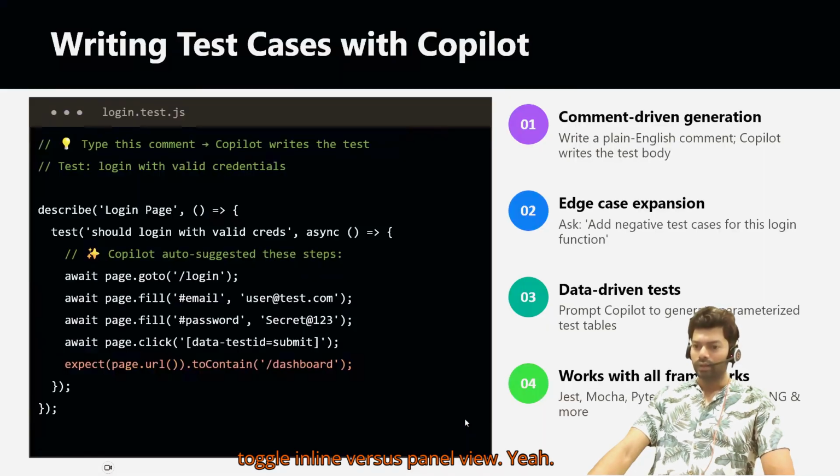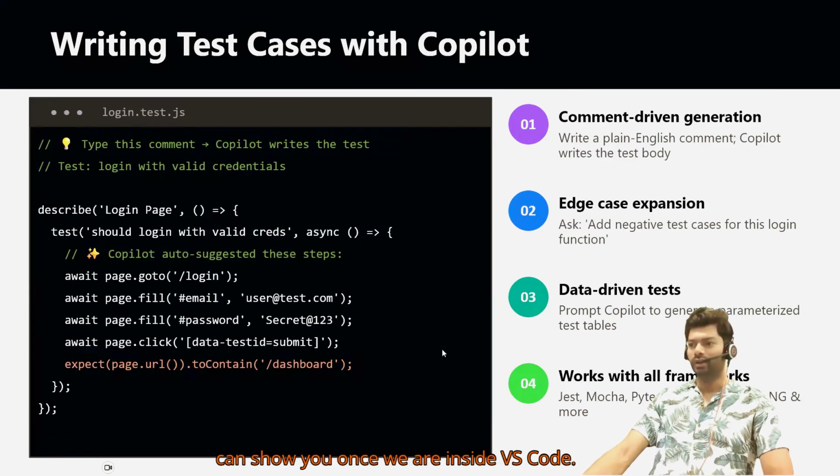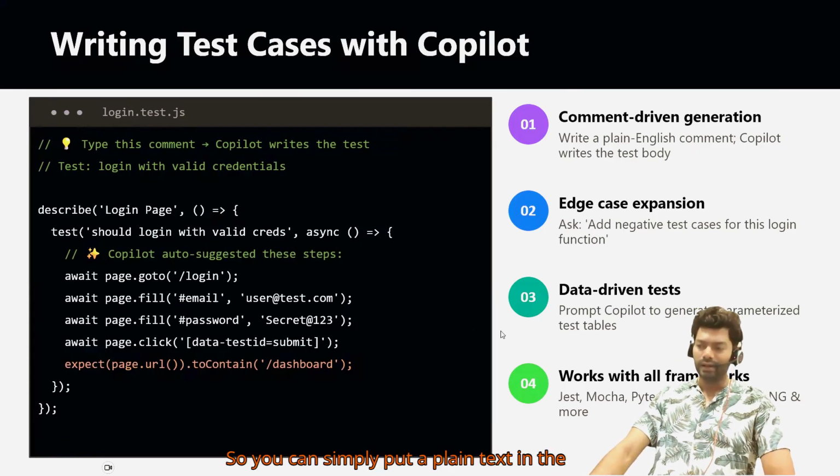Okay, so this is how it will look. I can show you once we are inside VS Code. You can simply put plain text in a comment and you will have your test case generated like this. You can do anything, just write it and it will do it.